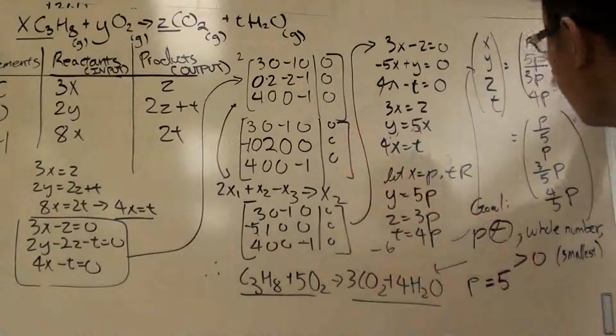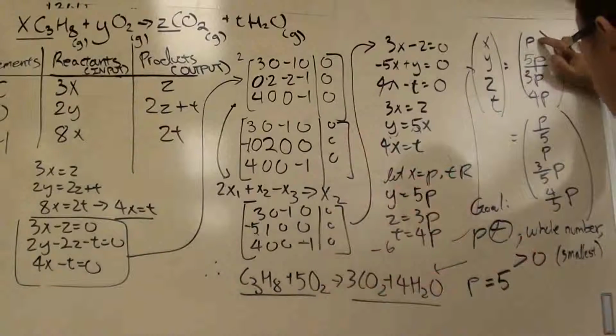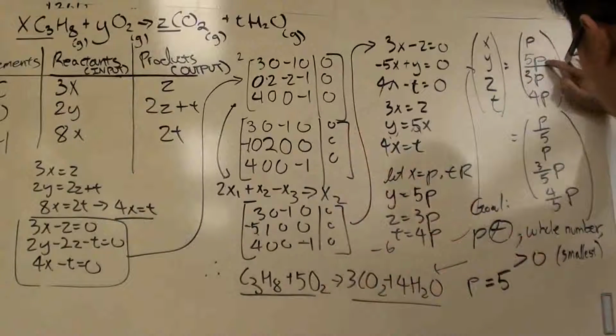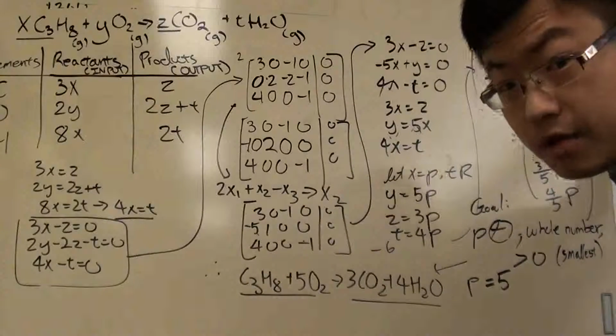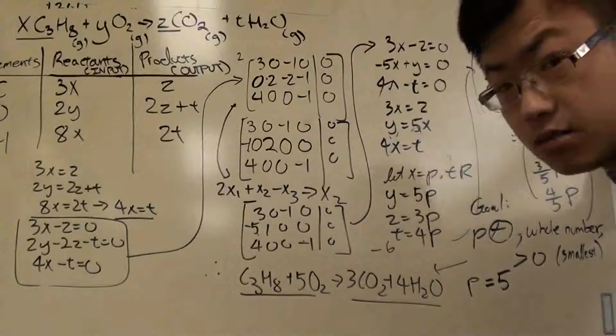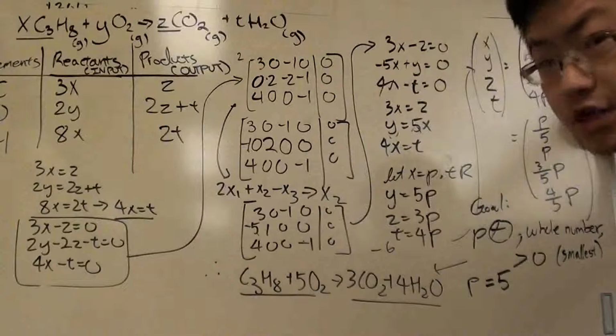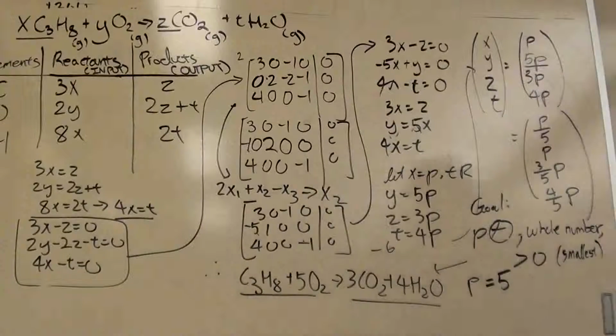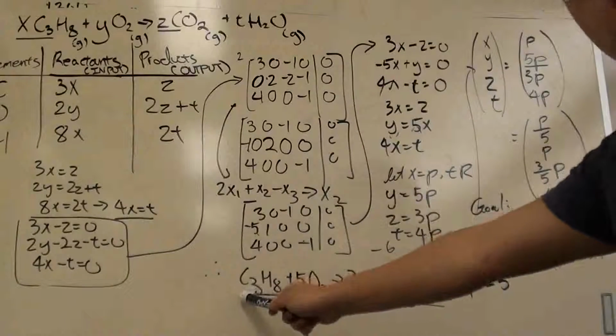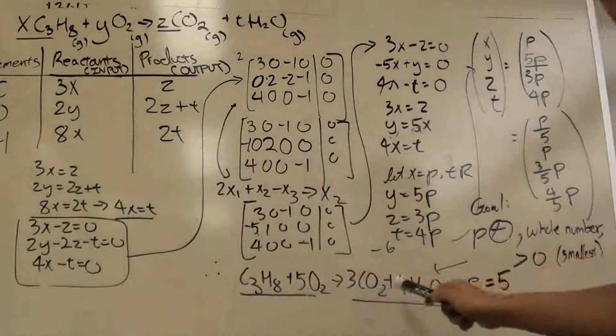Does that work? Let's see. If P is 1, 5P is 5, right? And if 3P is just 3, and 4P is 4. And as a matter of fact, that actually becomes an answer. So it actually becomes 1, 5, 3, and 4.